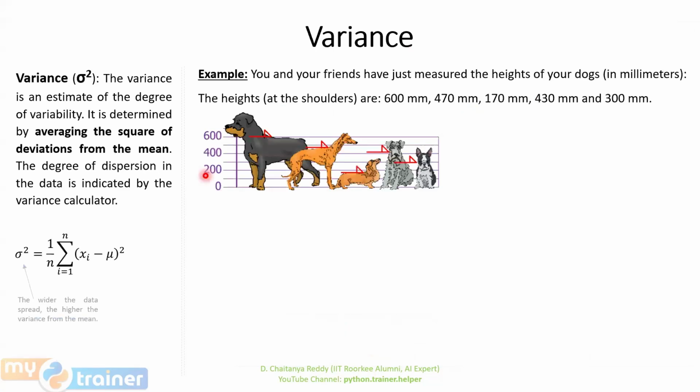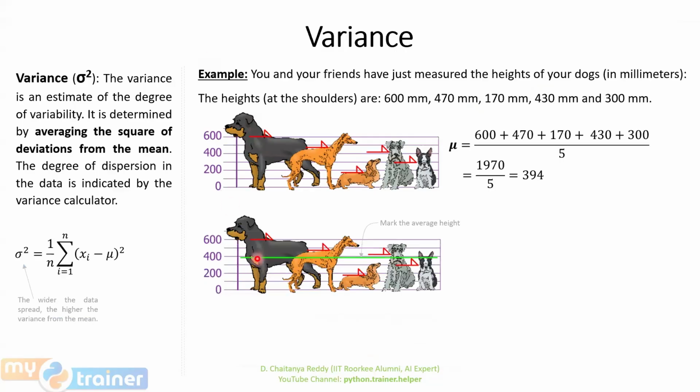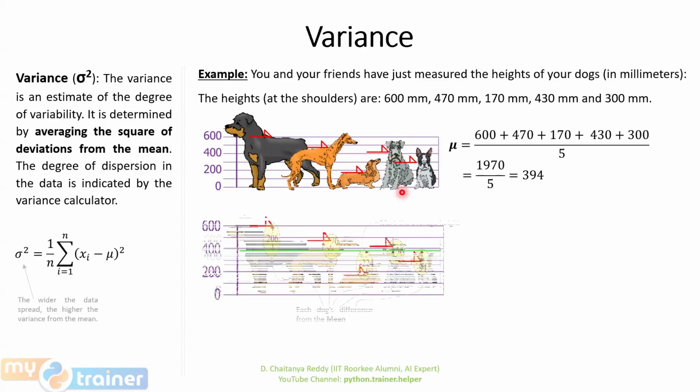So now, once I calculate the average value, I draw a line. This is my average line, which is a continuous line, and these marks are the height of each and every dog. So this is the average of the height of the five dogs, and these are the individual heights of each and every dog. This is my average line, the average height of the five dogs, and these are the respective dog heights.